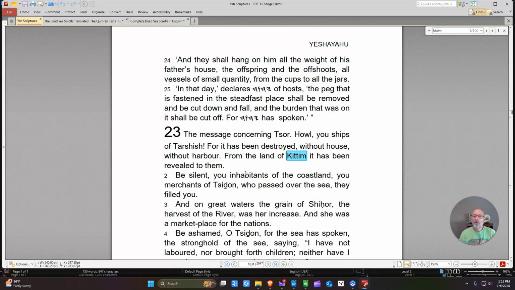We have people and things coming from the land of Kittim, which I'm going to go into in a moment to show you the land of Kittim in Jubilees. In fact, let me just do that now. Let me pause and come back in with Jubilees.